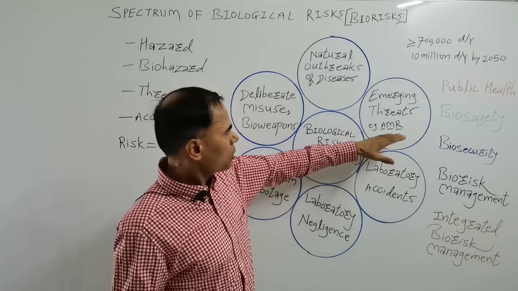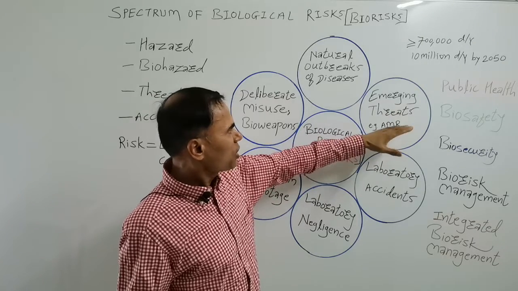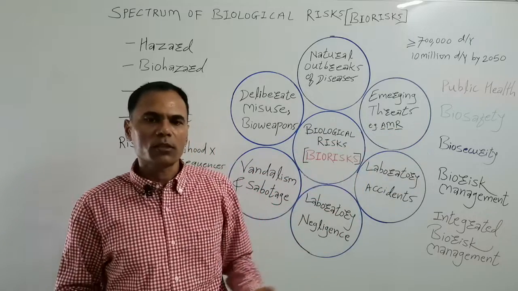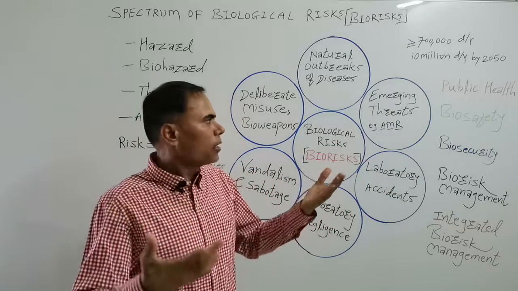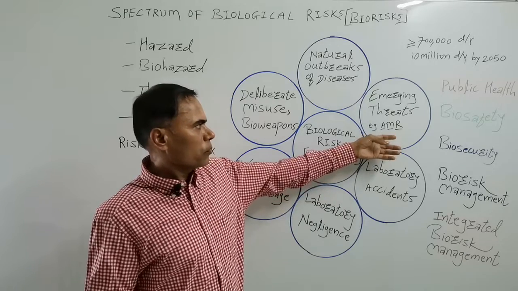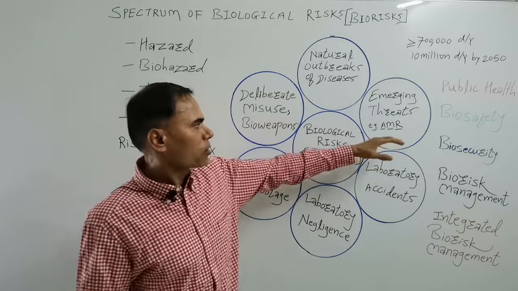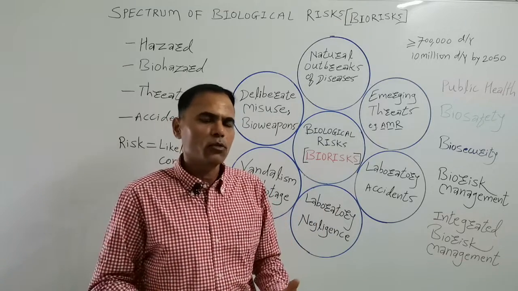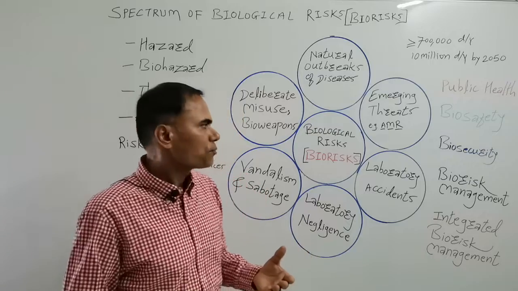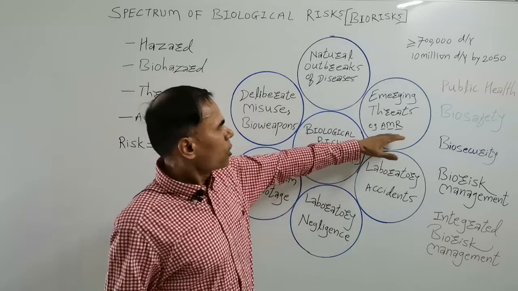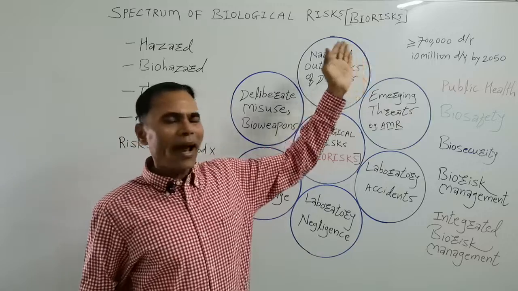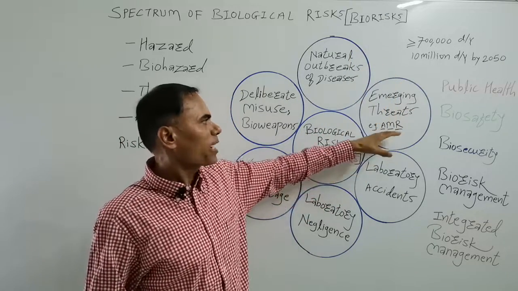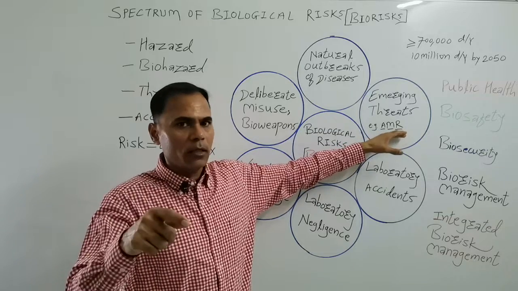Then another one is emerging threats. For example, antimicrobial resistance is an emerging threat. This is a big challenge for humanity because many microorganisms are developing resistance to drugs and antibiotics. Currently, at least more than 700,000 people are dying because of antimicrobial resistance every year.